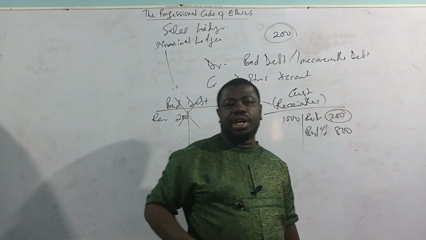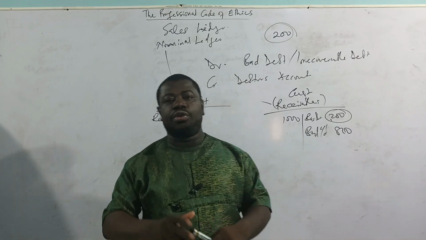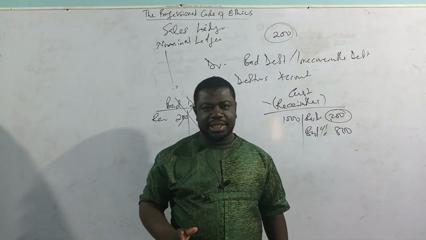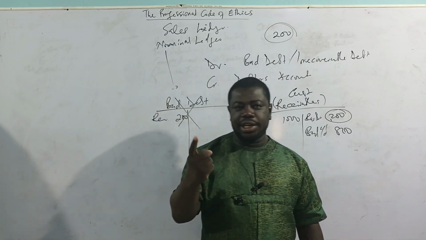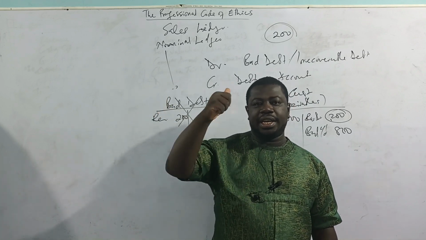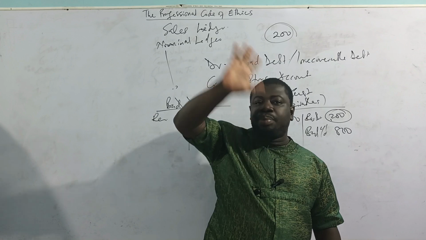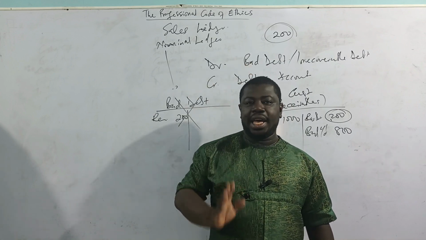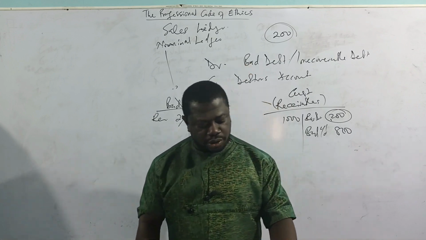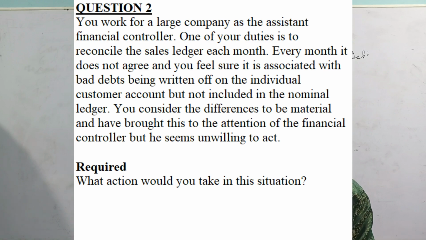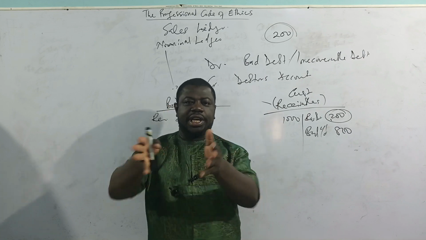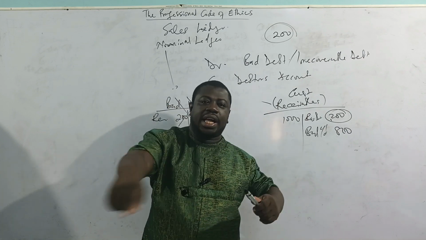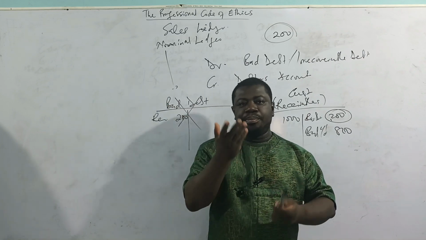There is something wrong here ethically, and we have gone through 5 principles with the ethics: integrity, objectivity, professional competence and due care, professional behavior, and then confidentiality. And it is breaching one or more of these ethical principles. So when you are asked, look at the requirement, what action would you take in this situation? We expect you to apply your knowledge. You are restricted to the ethics. Okay, so look at the ethical issues involved and pick them up.